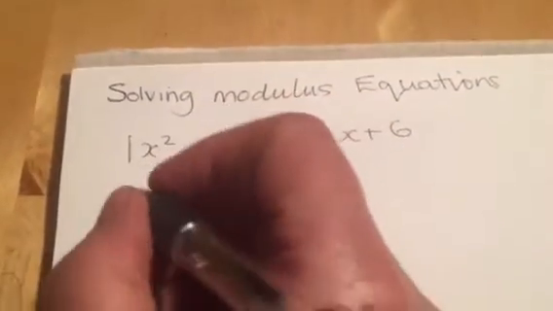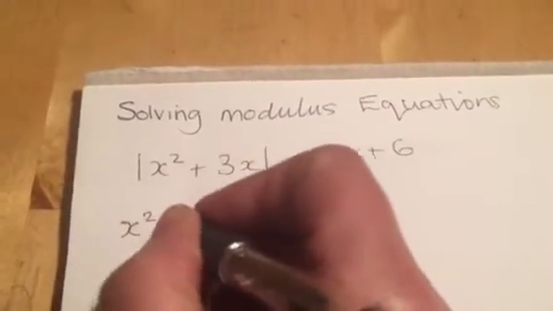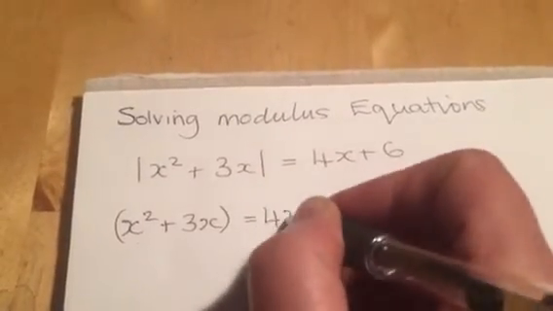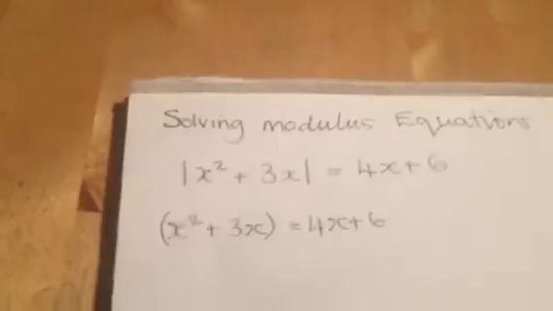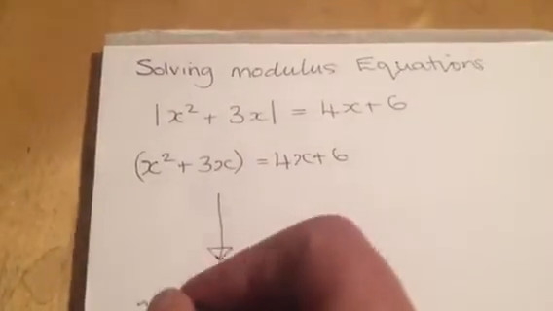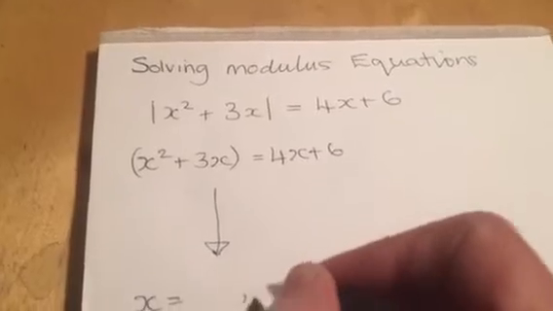The first time you ignore the modulus sign and you take it as a positive. That gives you a quadratic graph, and you then solve that to give you your values for x.